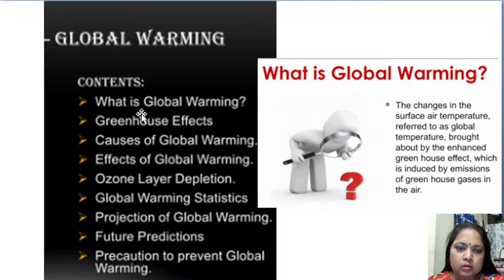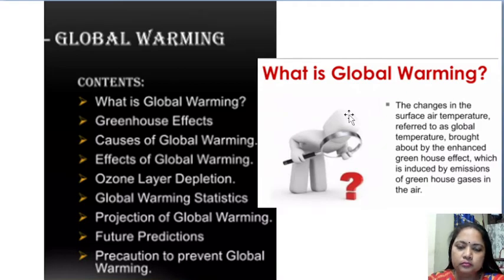Till the end you will be able to learn what is global warming, then about greenhouse effect, then what are the causes of global warming, effects of global warming, then ozone layer depletion, then global warming statistics, meaning the position of global warming now and what will be the situation in the near future. Then projection of global warming, future prediction, and what precautions we should take to prevent this global warming.